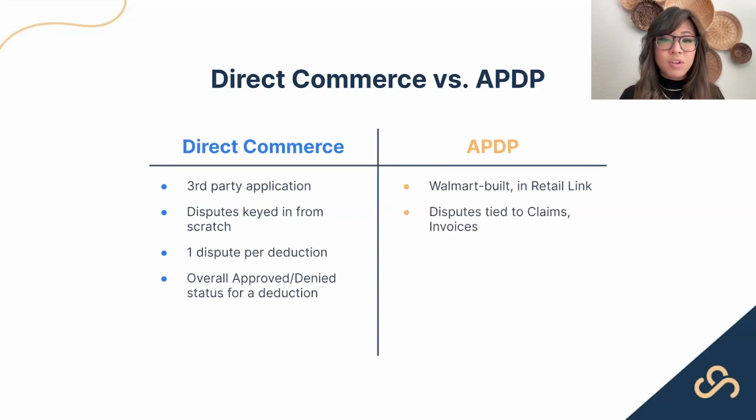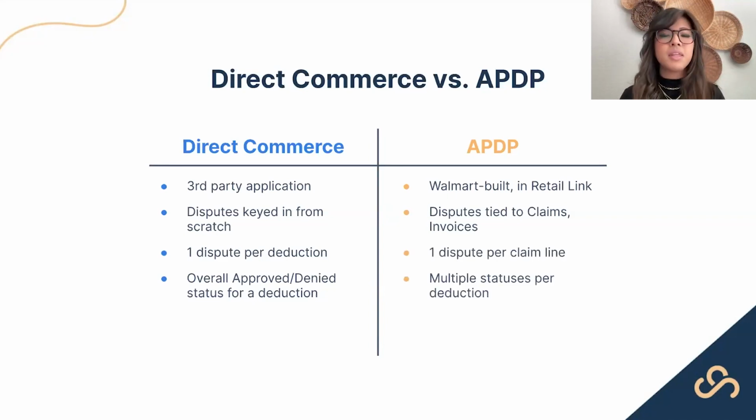A really big difference, and I'll talk about this a little more further on in the webinar, is that disputes are tied to claims and invoices. Before, you got one deduction, you submitted one dispute. Here, you can actually tie your dispute to a claim or an invoice. So, pros and cons to that. On one hand, you can be a little more granular with the type of disputes that you submit, but the opposite side of the coin is that you can have multiple statuses per deduction.